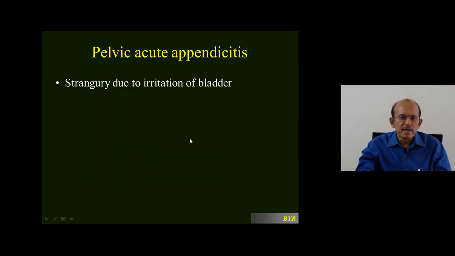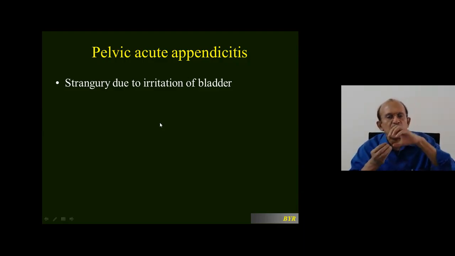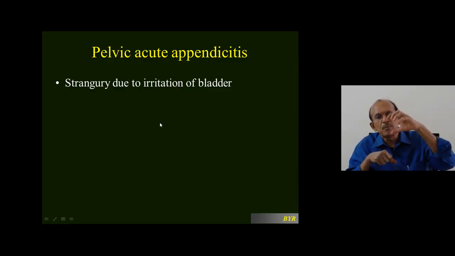In pelvic appendicitis, there may be strangury. Whenever the bladder is irritated, what will happen? The bladder wall will be inflamed. Whenever the bladder wall is inflamed, the detrusor muscle will undergo spasm. Whenever the detrusor muscle undergoes spasm, the capacity of the bladder decreases. Even for a small quantity of urine, there will be reflex hyperspastic contraction of the bladder muscle.